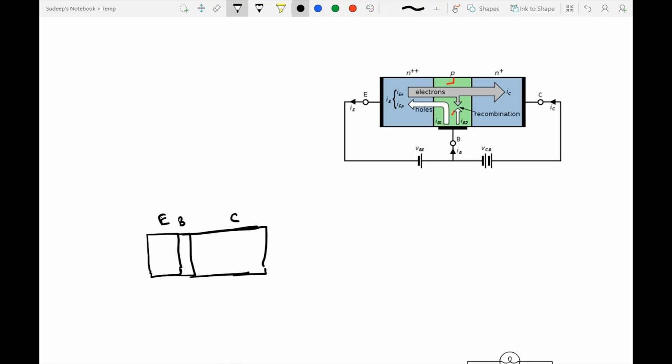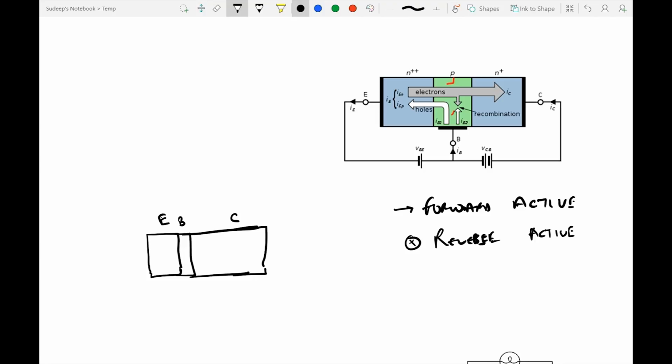The mode in which a transistor would work would be decided on how we connect it in a circuit. So a transistor can work as an amplifier in two modes. One is called a forward active mode, and the other is called a reverse active mode. We usually use the forward active mode for amplification purposes. We don't use the reverse active mode, and we will understand that reason also.